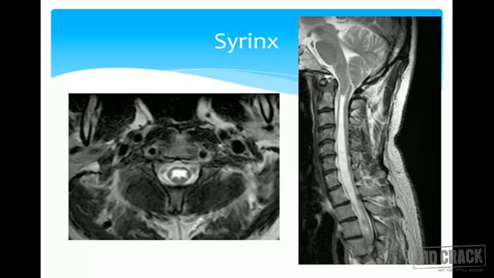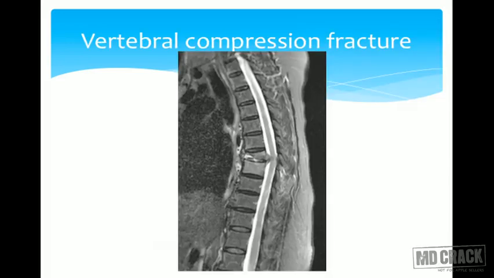Over here, now look at this appearance. This patient came with tingling numbness in both upper limbs. So what we see over here is a cord, and there's a bright structure within the cord. This is a T2 hyperintense structure, and this is a sagittal image. So when I see a dilatation of the central canal, this is very, very classic. This is your syrinx, which involves dilatation of the central canal.